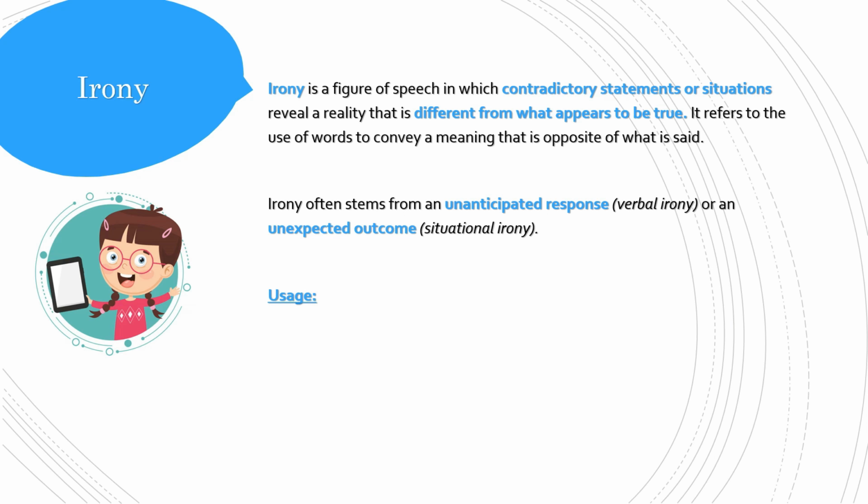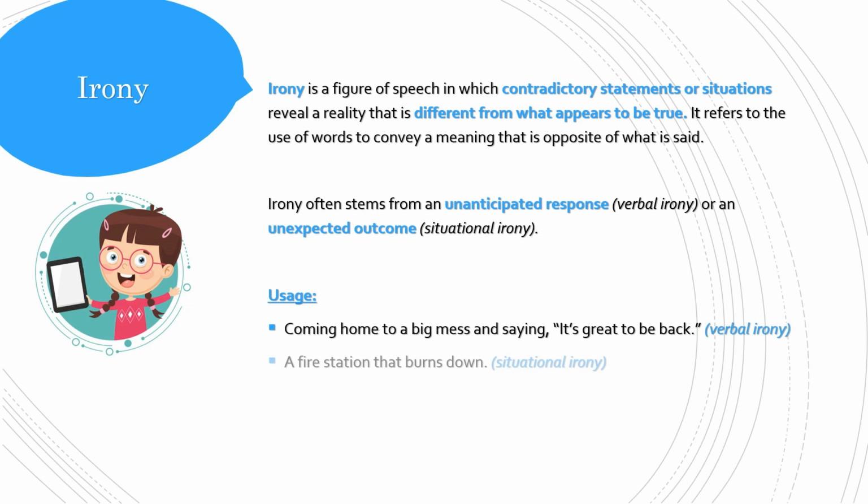Usage. Coming home to a big mess and saying, "It's great to be back." This is an example of verbal irony. A fire station that burns down. This is an example of situational irony.